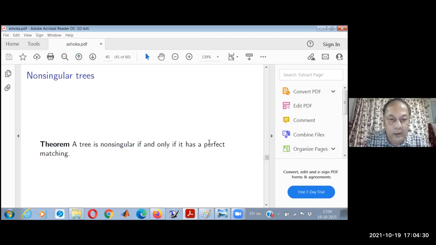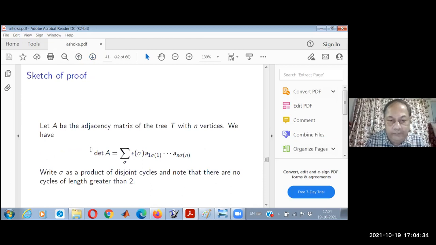A tree is non-singular if and only if it has a perfect matching. So let's look at the determinant. By the way, this simple formula for the determinant of a matrix has inspired many, many results, and it's one of the main tools in spectral graph theory to analyze the right-hand side of this formula. So let's do that. So here I have the determinant with the usual sign and the permutation.